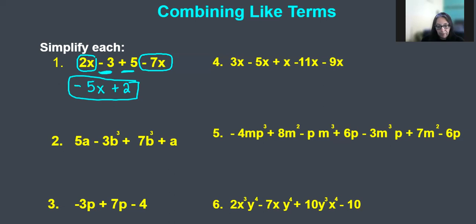5a minus 3b to the third plus 7b to the third plus a. Well, first of all, this a is a 1a. If you want to put a 1 in front of there to help you out, go ahead. So I've got 5 a's and 1a. That gives me 6 a's. Are we okay there? And then I got a negative 3b to the third and a positive 7b to the third. If I combine those, that leaves me with a positive 4b to the thirds.